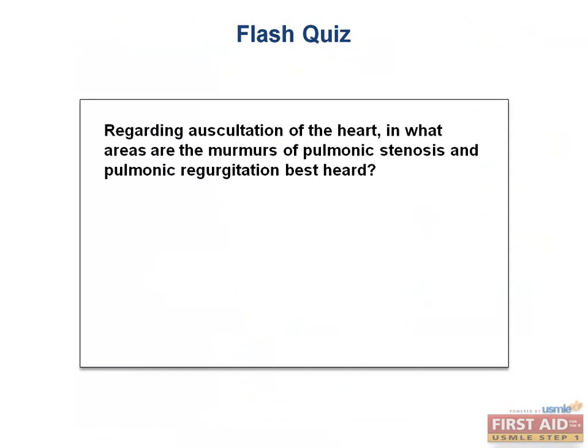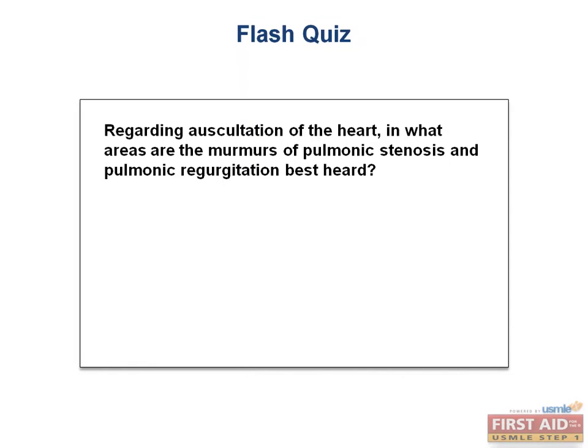Alright, we have another flash quiz upon us. Regarding auscultation of the heart, in what areas are the murmurs of pulmonic stenosis and pulmonic regurgitation best heard? So this question is particularly easy for us because we just discussed the auscultation of murmurs.